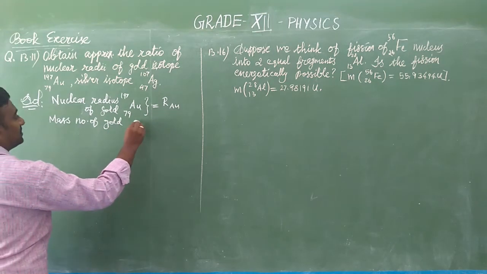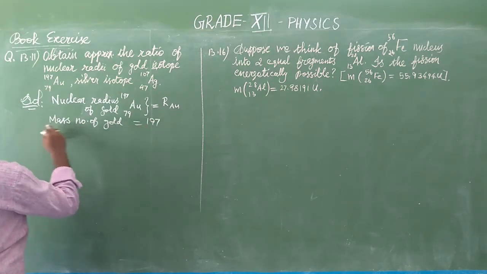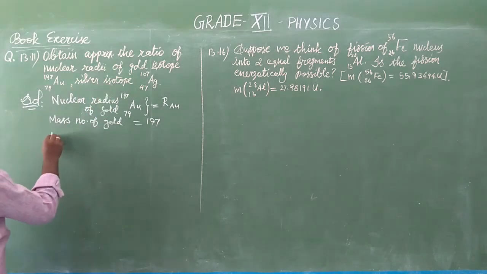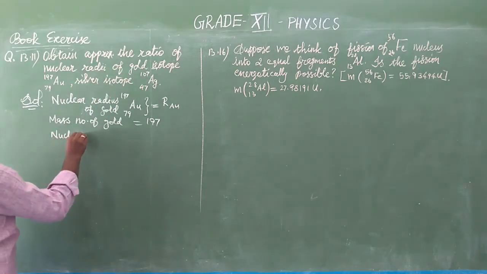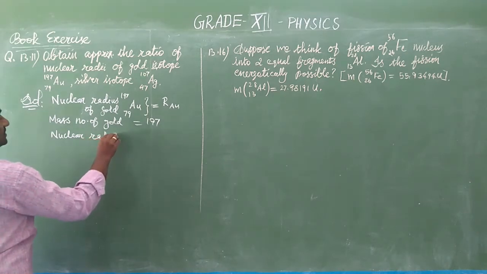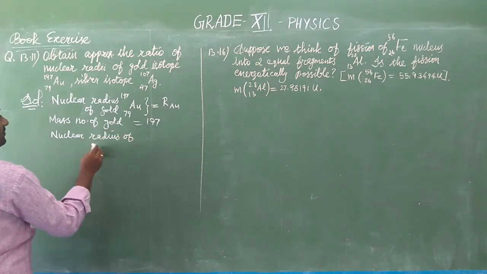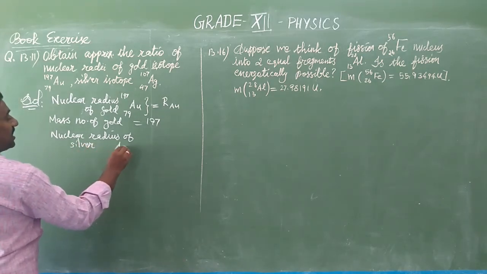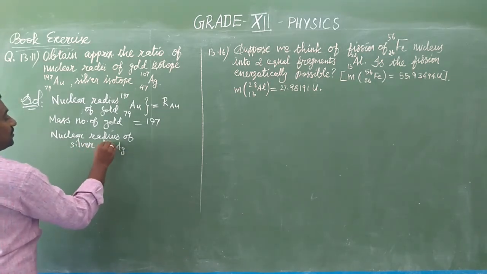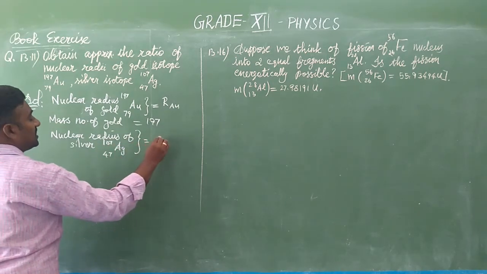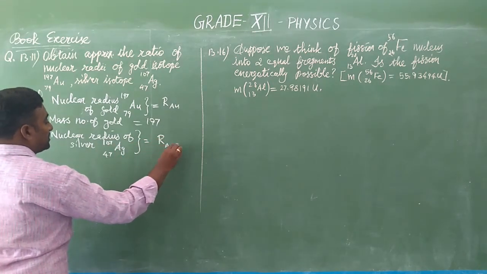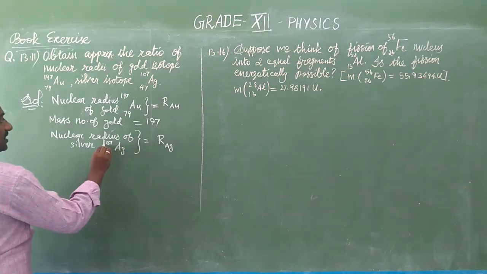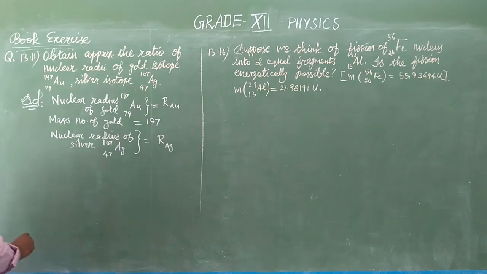The gold, which is equal to 197. Similarly, for a silver isotope, the nuclear radius of the silver isotope, that is Ag 47 107, which is equal to R of Ag. We don't know, so we keep it like this. And what is the mass of the silver isotope?